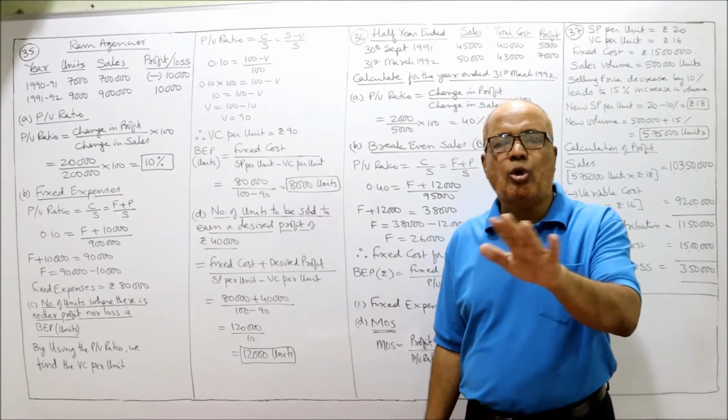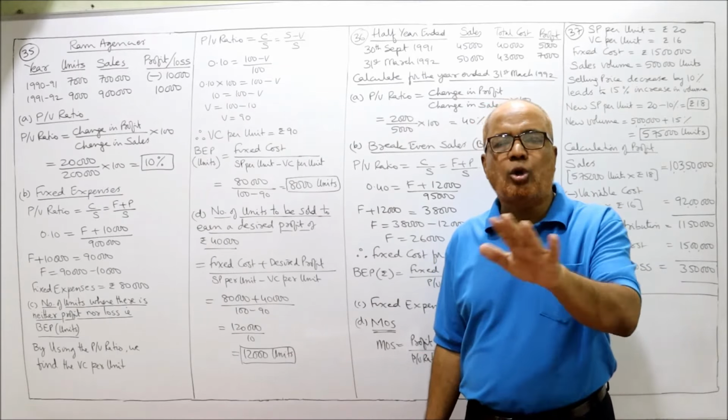So here fixed cost 80,000, desired profit 40,000. Selling price per unit 100 rupees given in the problem, variable cost per unit 90 rupees. So 80 plus 40, 1,20,000 divided by 10, 12,000 units. By selling 12,000 units, we can get a profit of rupees 40,000. That's it. This is the end of problem number 35. Now, 36th problem. I'm reading out the 36th problem.